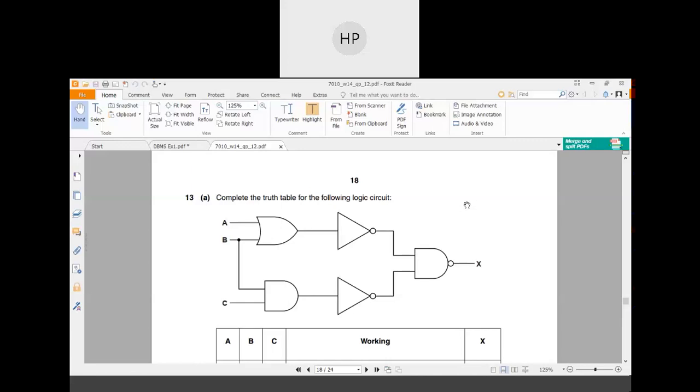Had a logic gate question. Here you are, this particular one. This is again from the November 2014 ICT paper. So this is another question that they got in 2014. Look at this particular logic circuit. Complete the truth table for the following logic circuit. Can you do this one?